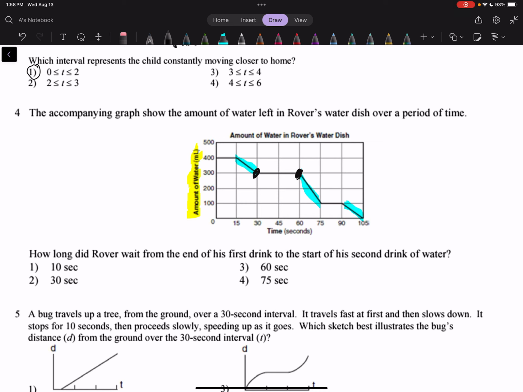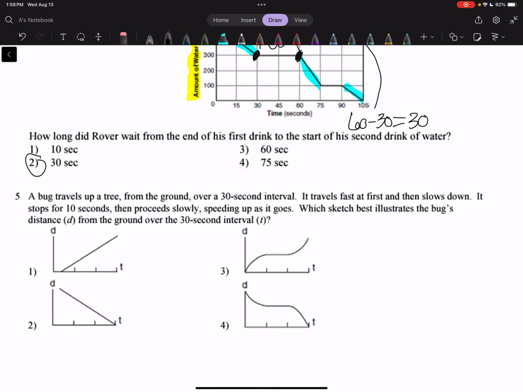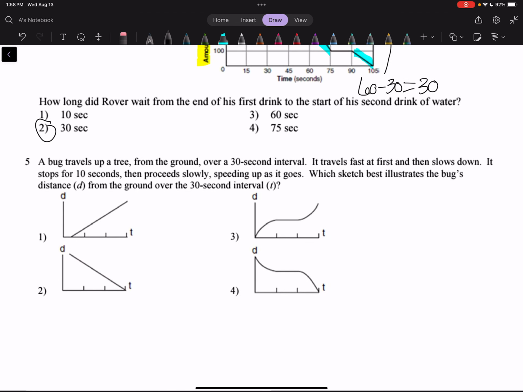So this is 60 seconds minus 30 seconds. That is this distance. This is equal to 30. Rover waited 30 seconds before taking his second drink. We have one more, and I'm going to let you do a practice assignment, and the notes are finished.